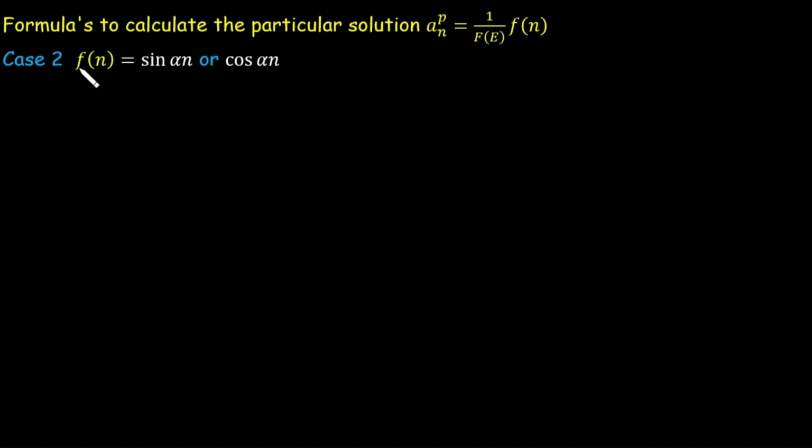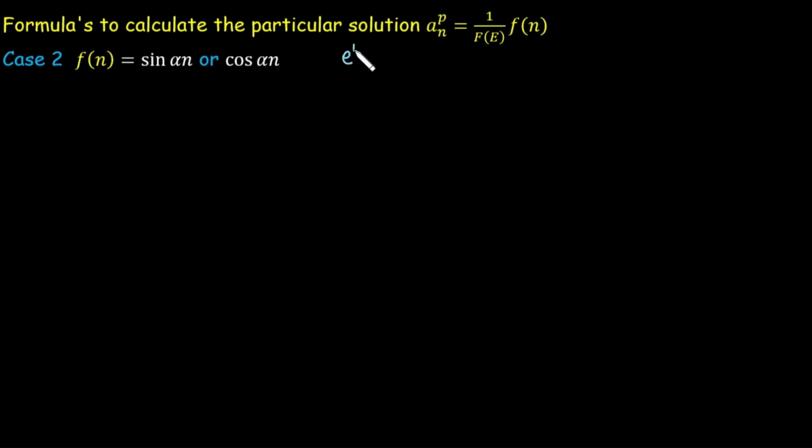Moving towards the next case. The next case is when we have the non-homogeneous function of the form sine alpha n and cos alpha n. In this case, the first step is we need to write the exponential form of sine alpha n and cos alpha n. Now what is the exponential form of sine alpha n and cos alpha n? So let's start from the derivation.